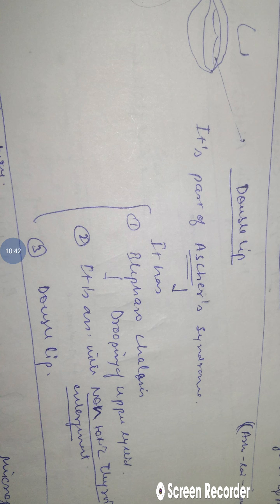Along with this, in Ascher syndrome, we are going to see double lip also. So there are three things in Ascher syndrome: blepharochalasis, that is dropping of the upper eyelid, non-toxic thyroid enlargement, and double lip.